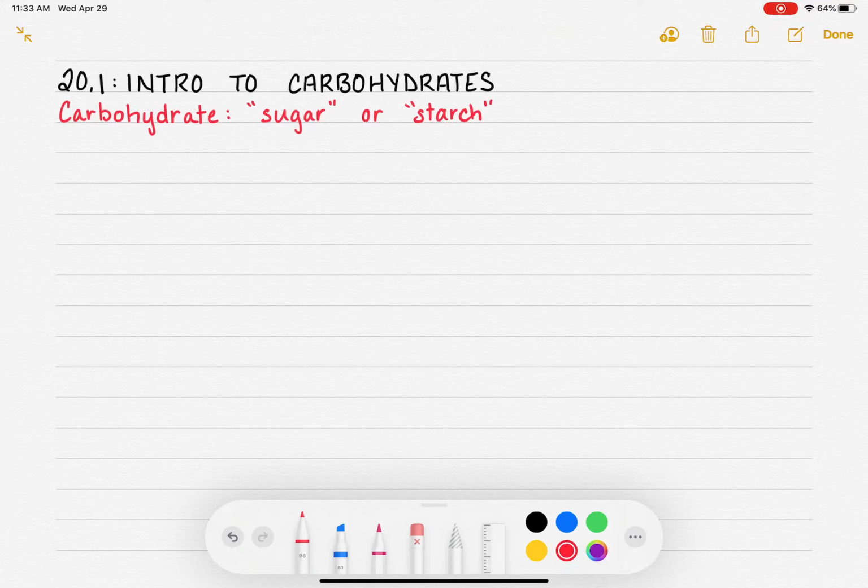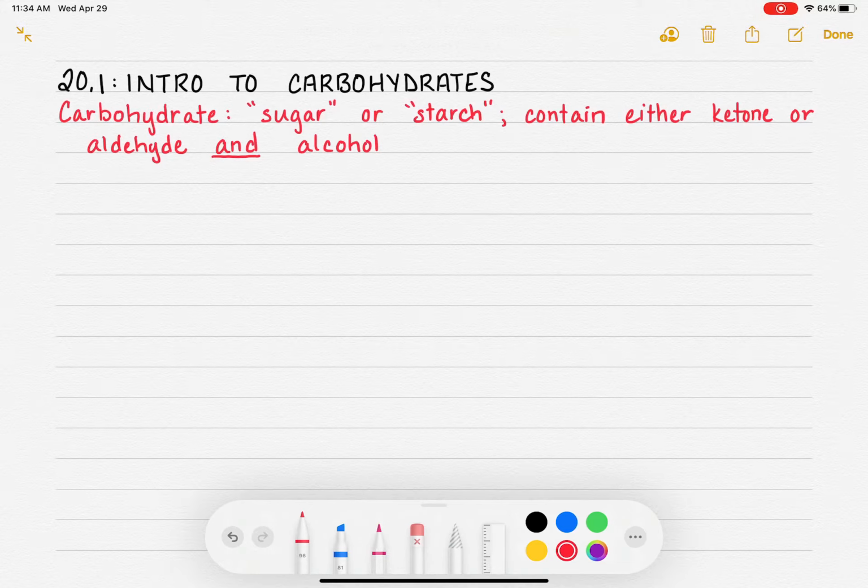So this would be in terms of nutrition. Carbohydrates contain, speaking as a scientist, either a ketone functional group or an aldehyde functional group. And if you forgot what those are, don't worry, because we'll review them. In addition to having either a ketone or an aldehyde, they also contain alcohol, sometimes many alcohol functional groups.